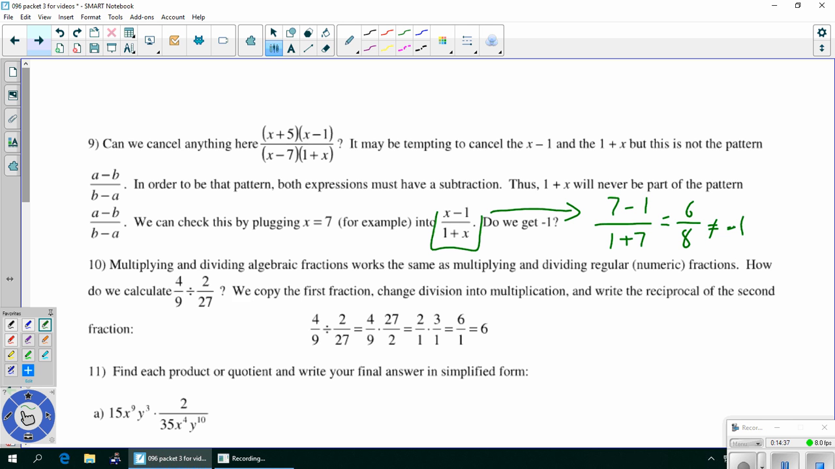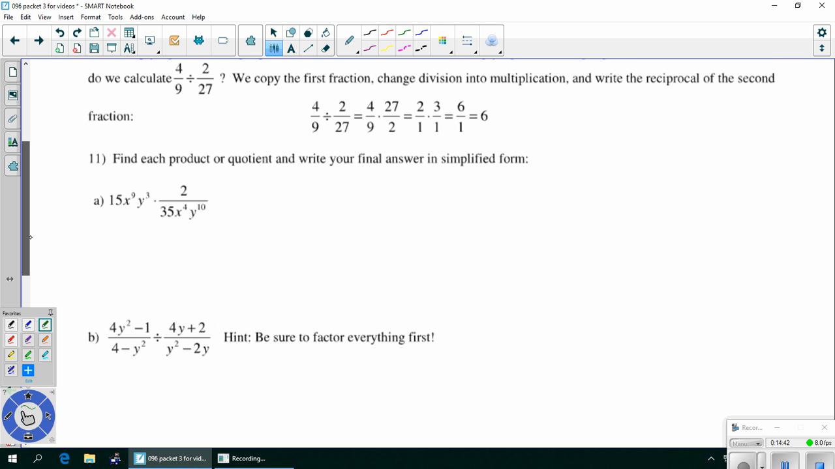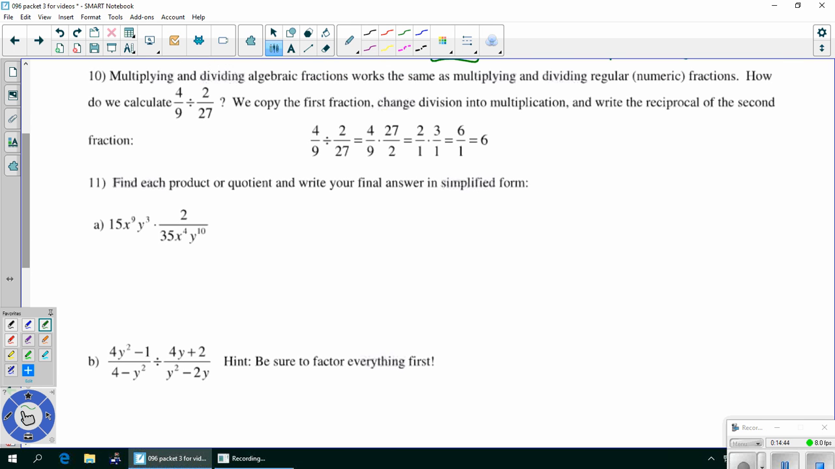Okay, multiplying and dividing algebraic fractions works the same as multiplying and dividing regular numeric fractions. How do we calculate 4/9 divided by 2/27? So here it is. 4/9 divided by 2/27. You might have seen in a previous math class, in the case of division of two fractions, you copy the first fraction, you change division to multiplication, and you flip over the second fraction. So 2/27 becomes 27/2. And then in terms of multiplying fractions, you don't need or want a common denominator. We just multiply straight across.